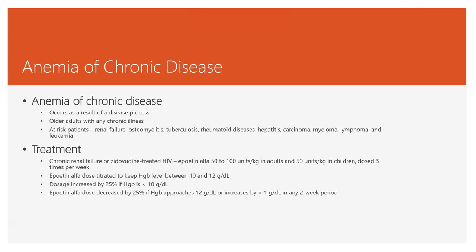Treatment: chronic renal failure or zidovudine-treated HIV patients will get epoetin, in adults and children, and it's usually dosed 3 times a week. Some receive epoetin to keep their hemoglobin between 10 and 12. The dosage is increased by 25% if the hemoglobin is less than 10. So these patients go in and get injections weekly until their hemoglobin levels reach 10.